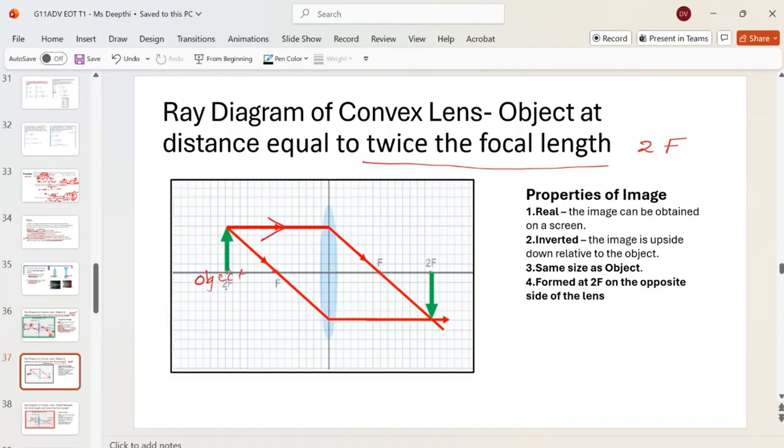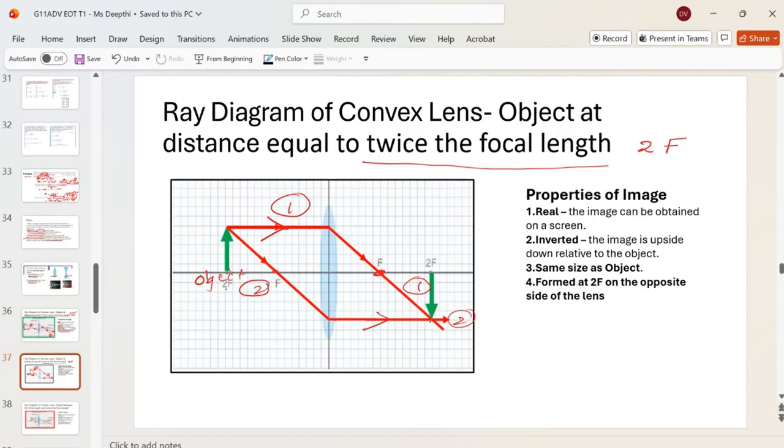Now, first line straight, going through the focus on the other side. See that? Straight and bend to the focus. Second line, going through the focus and then going straight. See? So that's the second line. So first line straight and then focus, second line focus and then straight.